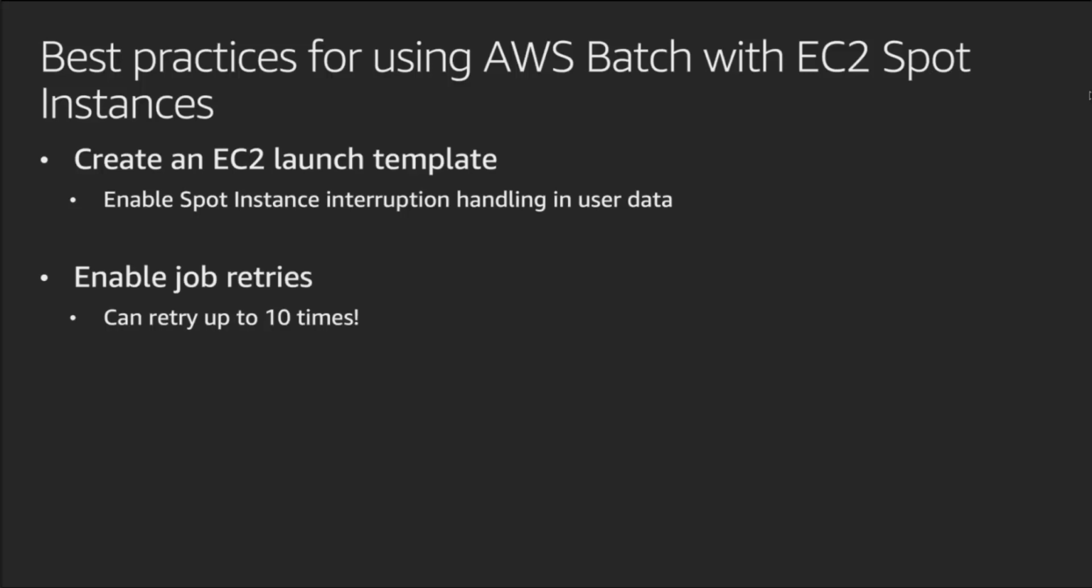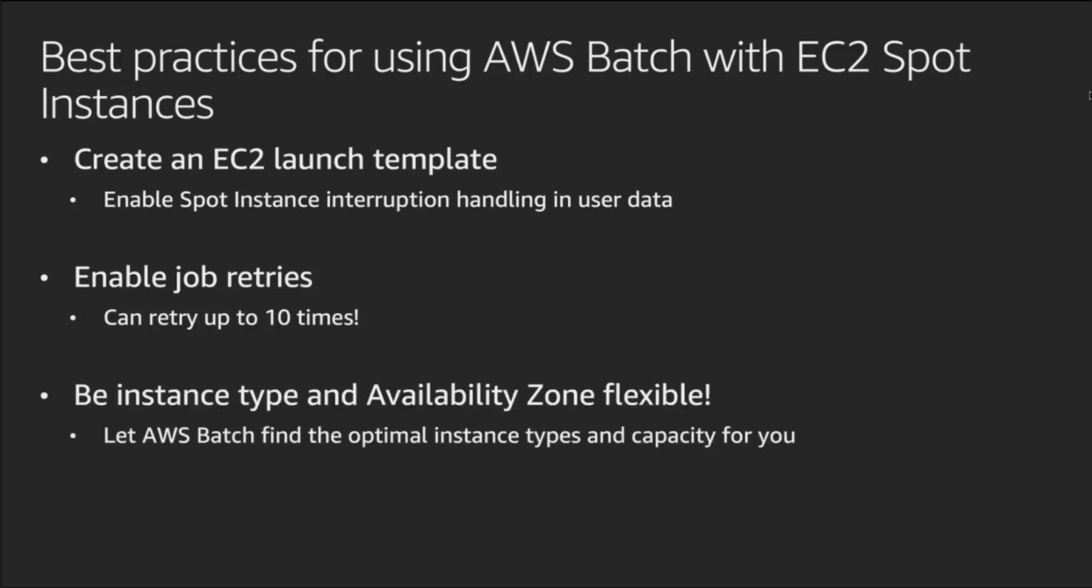You can also enable job retries, right? So whenever a job fails, you can tell Batch to retry that job up to 10 times. So in the case that a job was interrupted or did not complete due to a Spot instance interruption, you can have Batch automatically resubmit that job for you. It's just another parameter that you need to enable, but it's a great one to enable when you're running Batch with Spot.